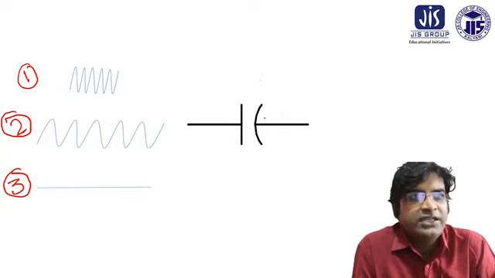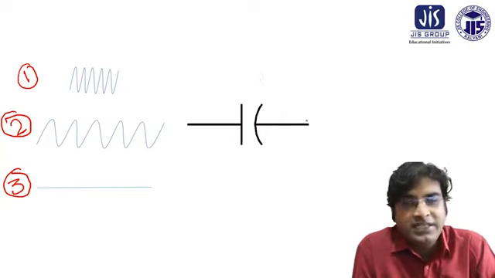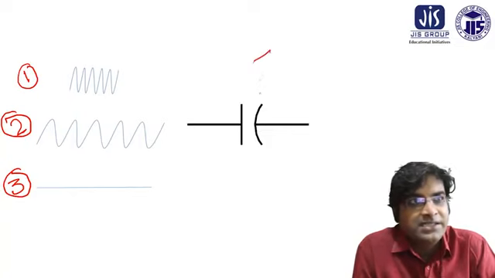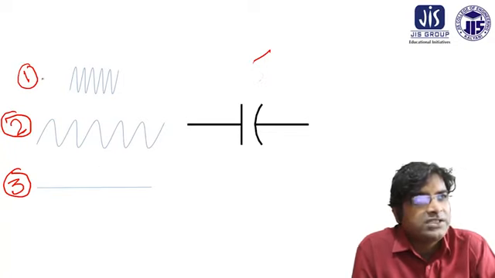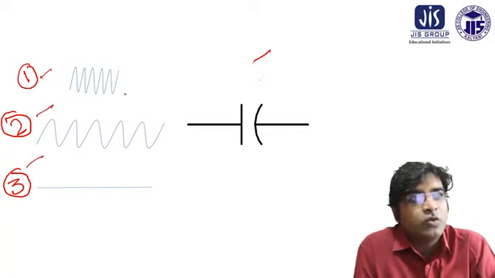First, say there is a capacitance, and I am introducing these three signals to it. First one is this, second one is this, third one is this. And the probability of passing through this capacitance, which signal is highest?